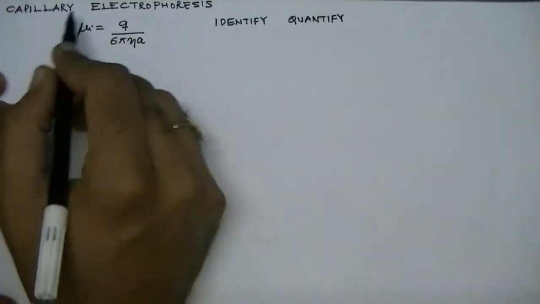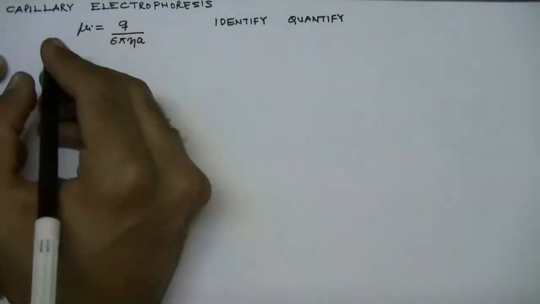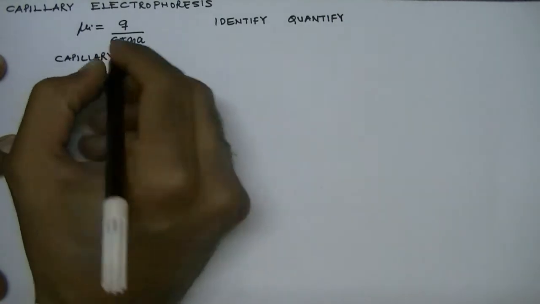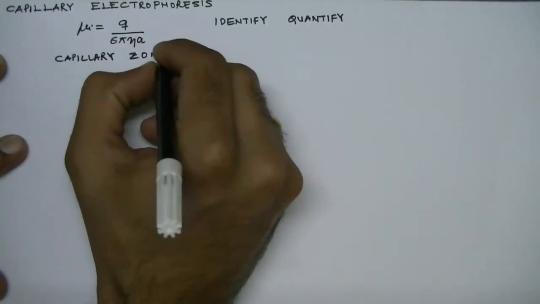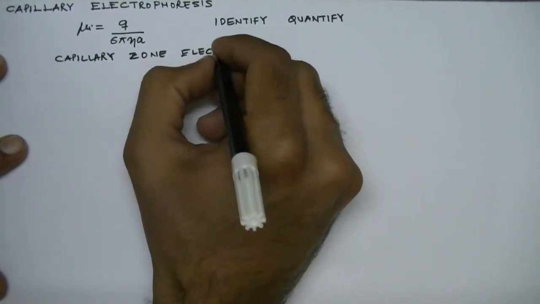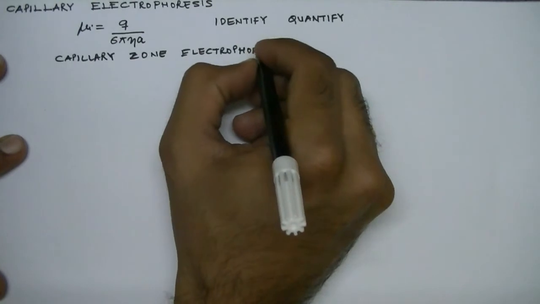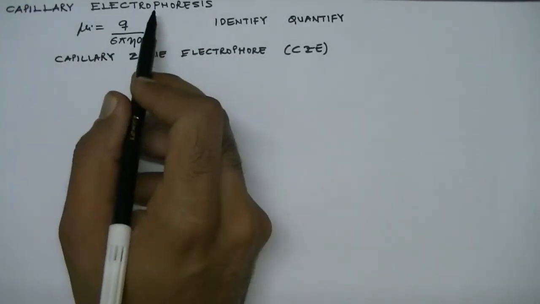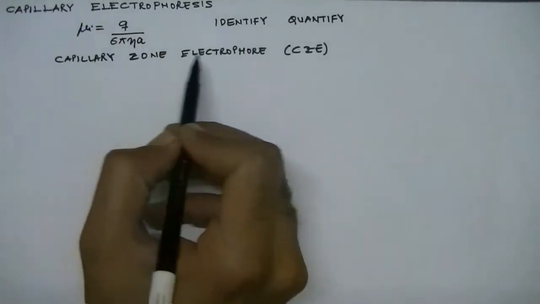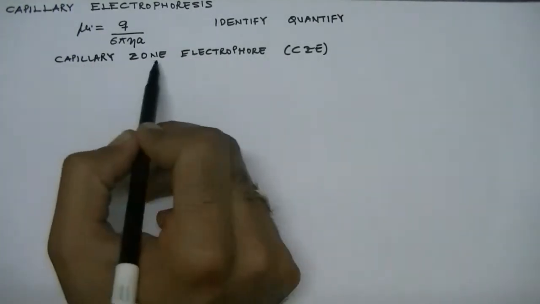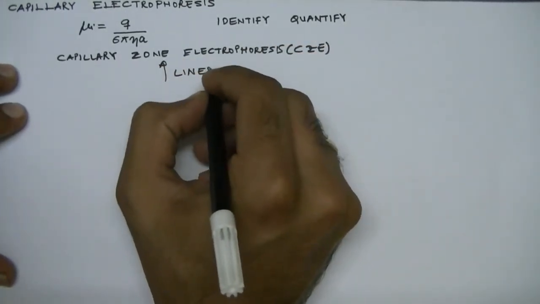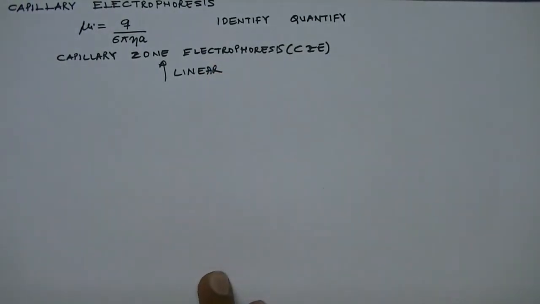In this lecture we'll look at a specific technique of capillary electrophoresis, which is called capillary zone electrophoresis, also called CZE. There are different electrophoresis techniques, both linear and non-linear, but the simplest one is capillary zone electrophoresis, which is a linear electrophoresis technique, and we'll see what we mean by a linear technique.